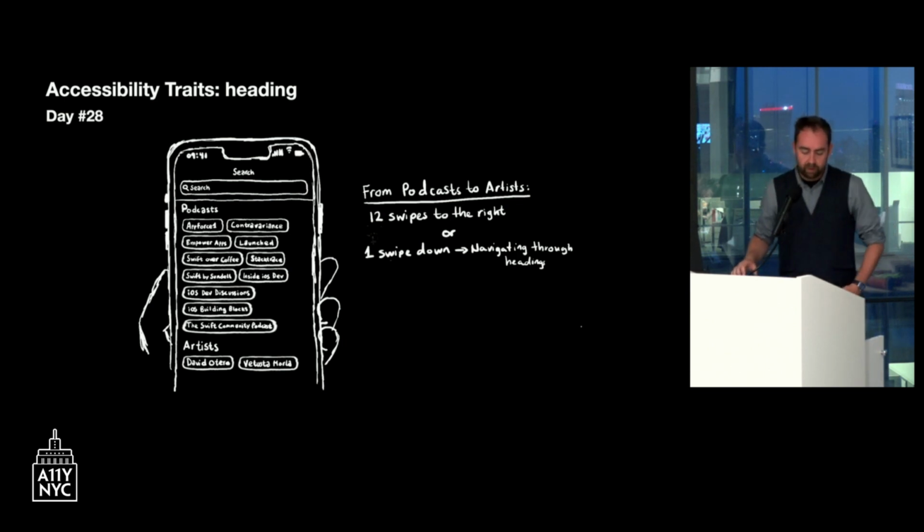In the slide, there are 2 sections, podcast and artists. The podcast section has 12 podcasts, so that means that if we don't have a heading configuration and the user is swiping to the right to try to find the next section, it's like 12 swipes, right? But with the heading trait, you can actually swipe once, and you go from podcast to artist with just a single interaction.